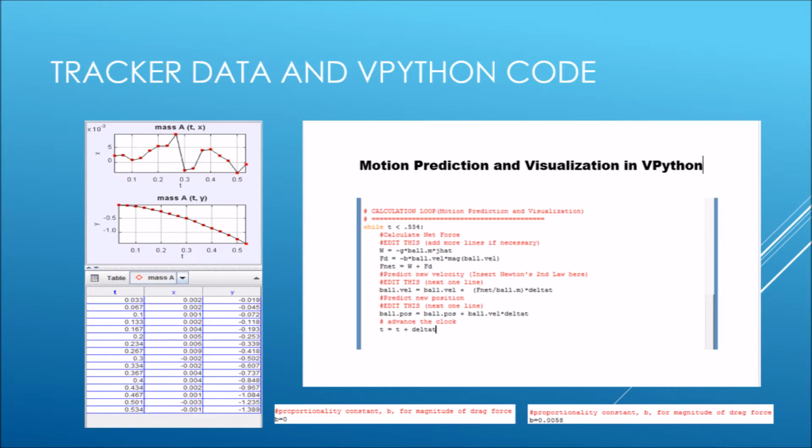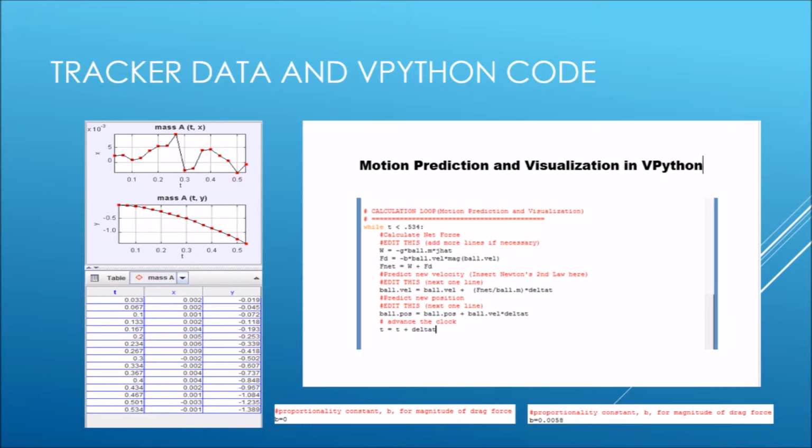With the plotted points from Tracker, I was able to gather data both in a table and a graph, as you can see on the left. For this experiment, I only needed the data from the time and the y coordinates, as the ball only travels in the negative y direction. The data will be later important.